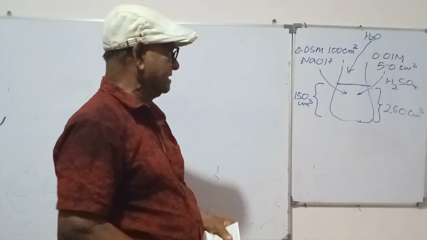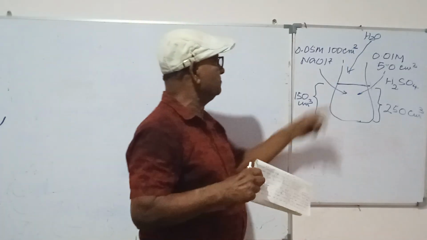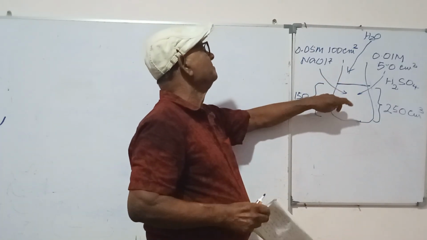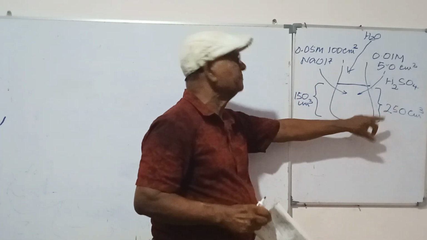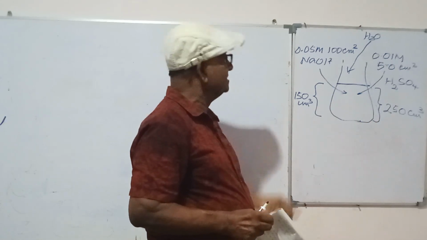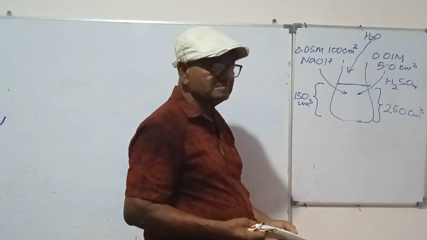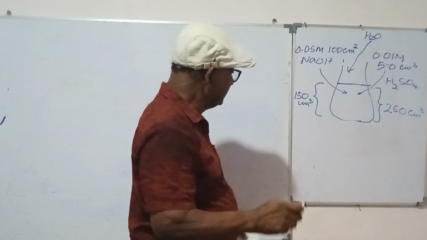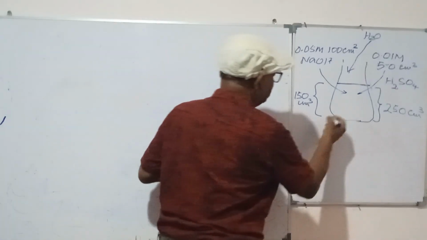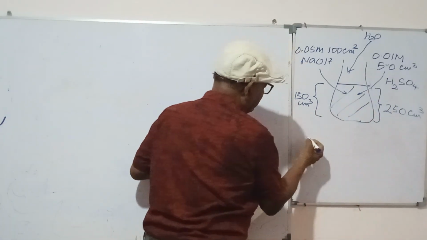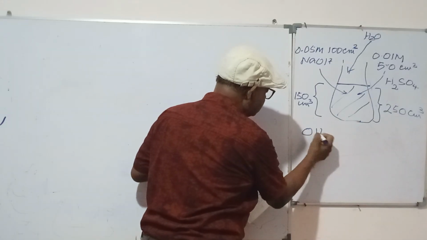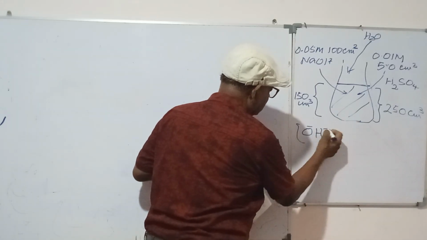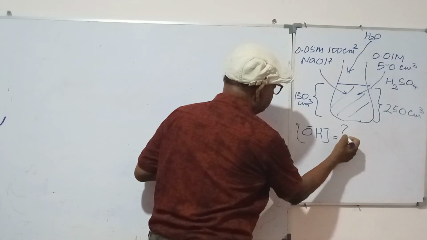With addition of water, the final volume makes 250. This is the given solution, given problem. Then they ask to calculate the final OH minus concentration. How much is in the solution?